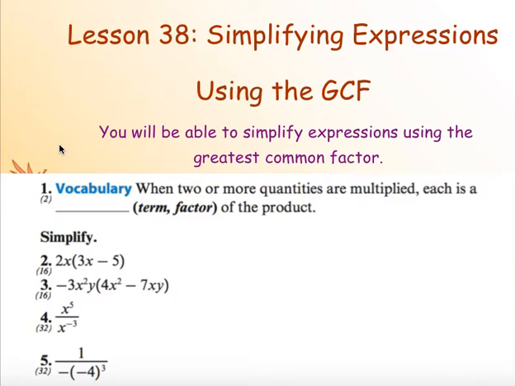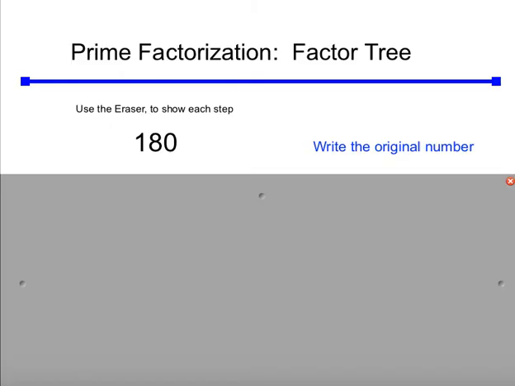Algebra 1 Lesson 38, we are simplifying different expressions using our greatest common factor. So your goal is to simplify expressions using that greatest common factor. Now, to start off, let's just remind ourselves how to find the prime factorization of a number.